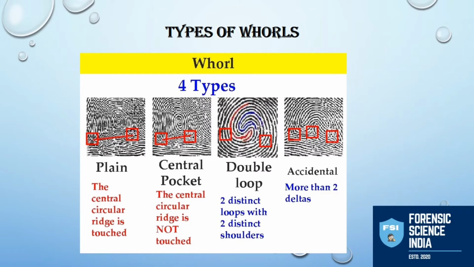So in the plain structure of whorl, when we draw a line from two deltas, we will see that the central circular ridge gets touched. In case of central pocket loop, if we try to draw a line from the two deltas, the central circular ridge will not be touched by that line. In case of double loop, we will have two distinct loops having two distinct shoulders, and in case of accidental pattern, we will have more than two deltas that are abruptly formed. That is very unclear to differentiate.